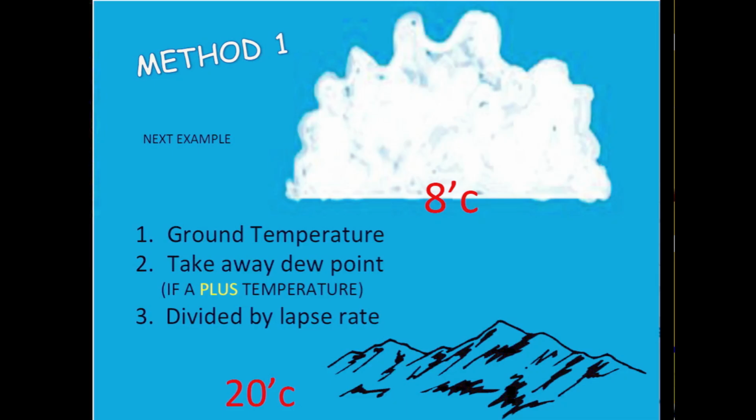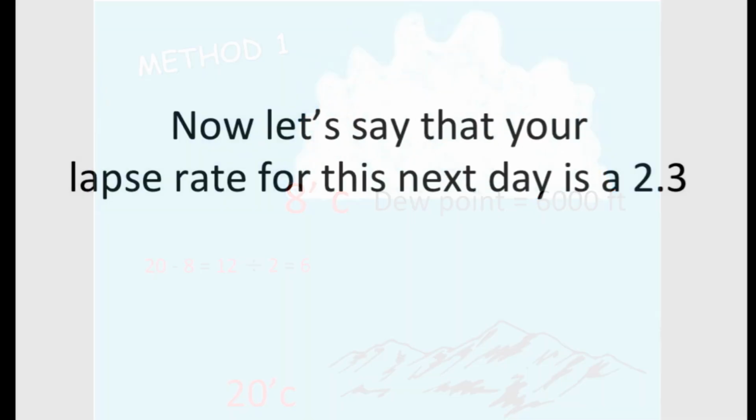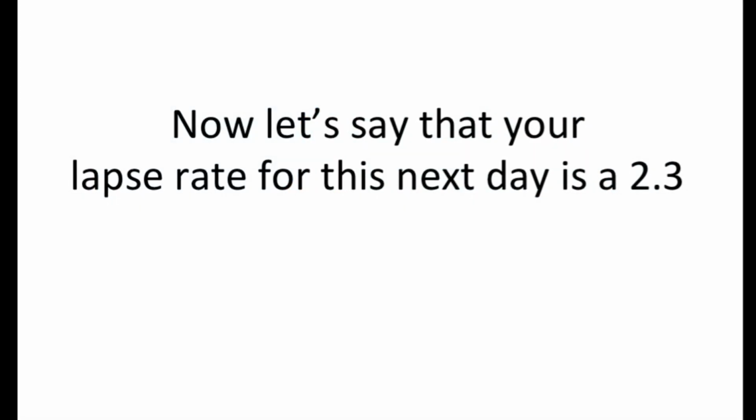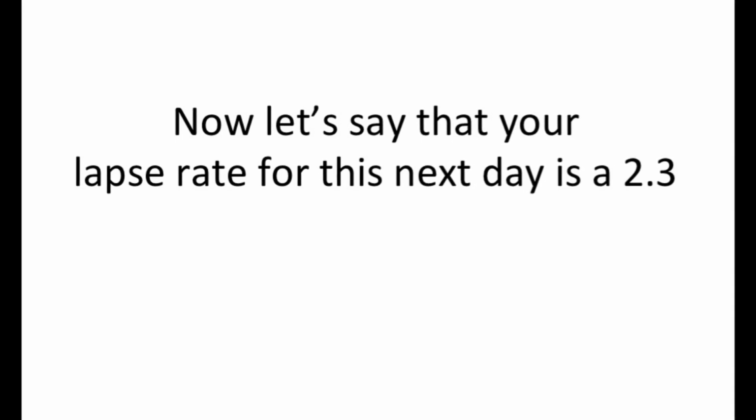This next one we see a plus temperature for our dew point. So it's ground temperature, take away the dew point, if it's a plus temperature, divided by the lapse rate. Okay, let's run this one together. You've got your ground temperature of 20, take away 8, which is your dew point, equals 12. And then you divide it by 2, which is your lapse rate for the day, equals 6. This gives you a dew point height of 6,000 feet. Okay, for the next day, let's say that your lapse rate for this next day is a 2.3.